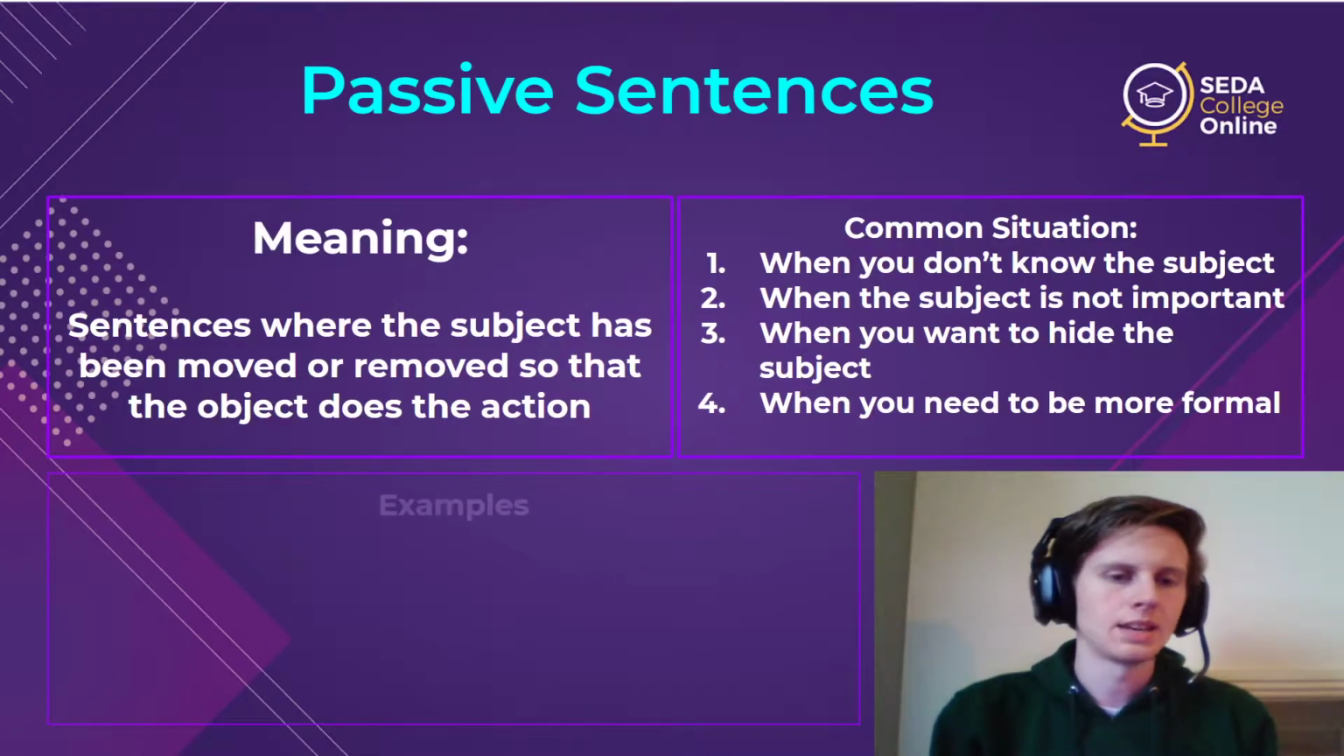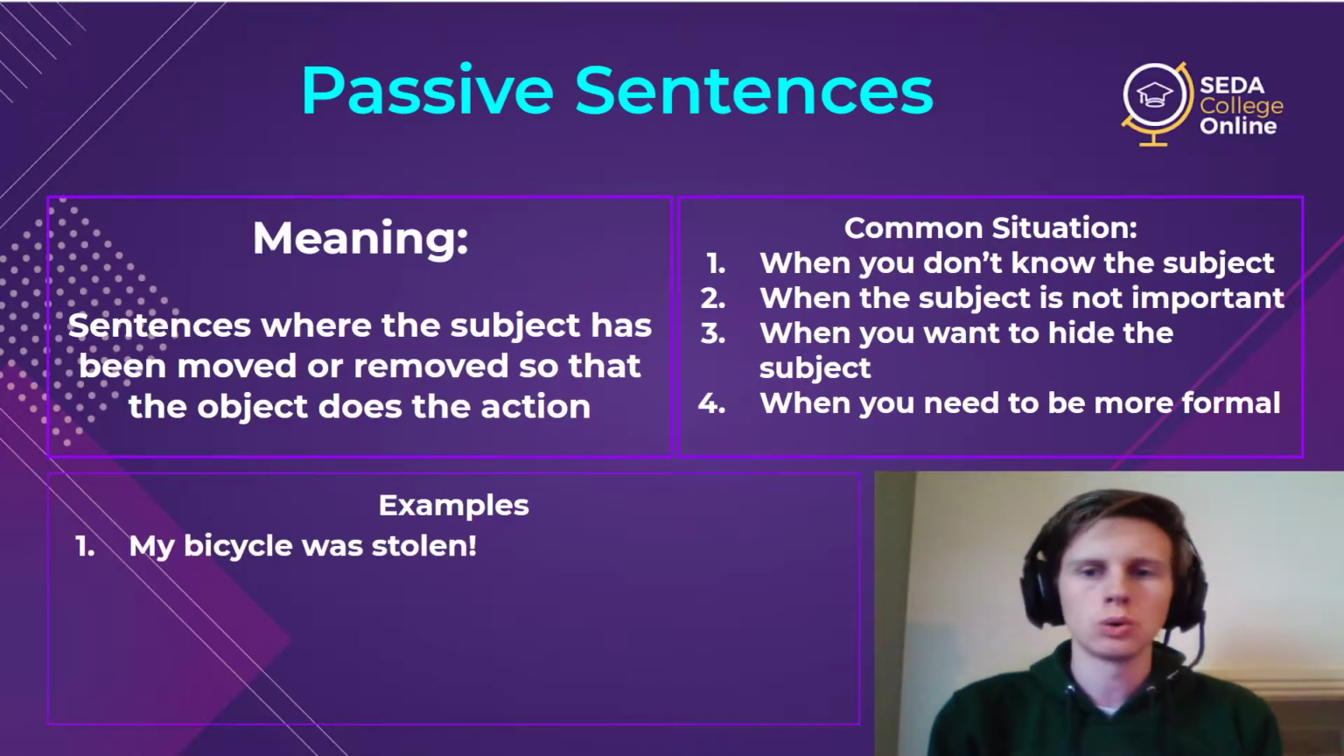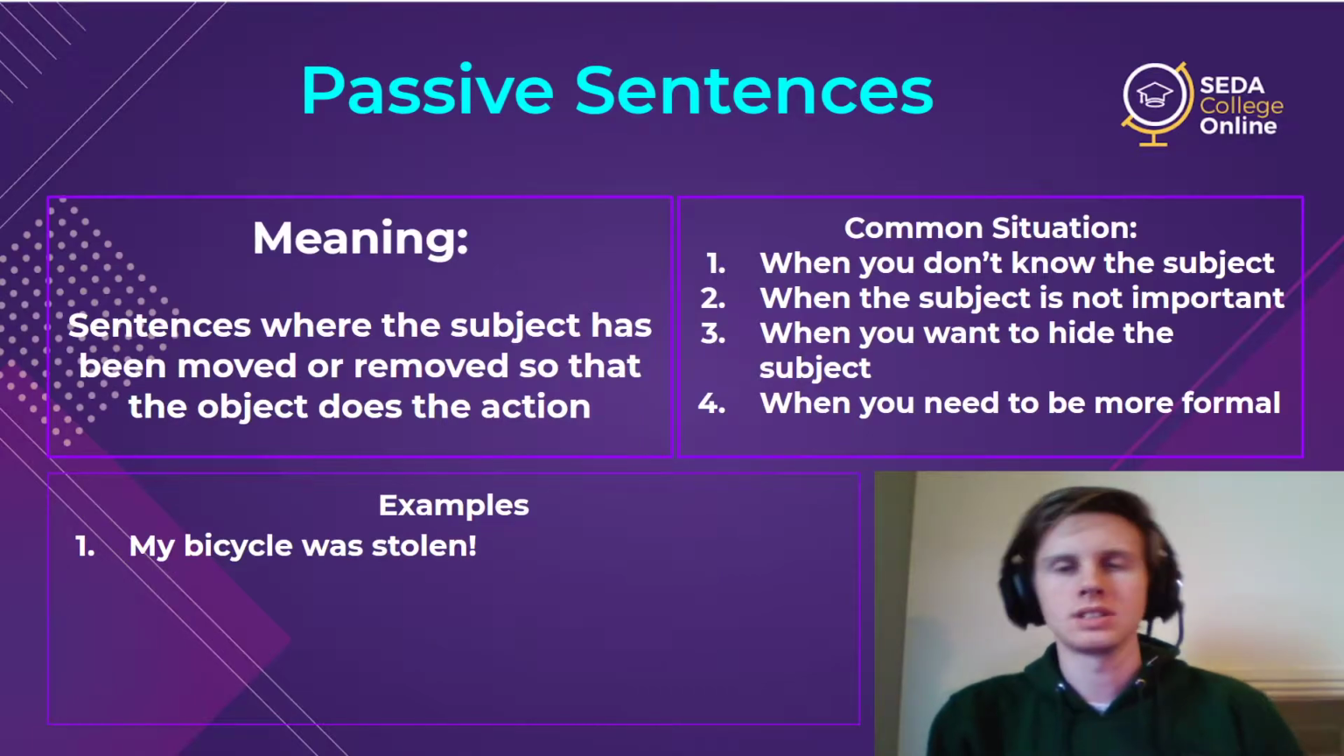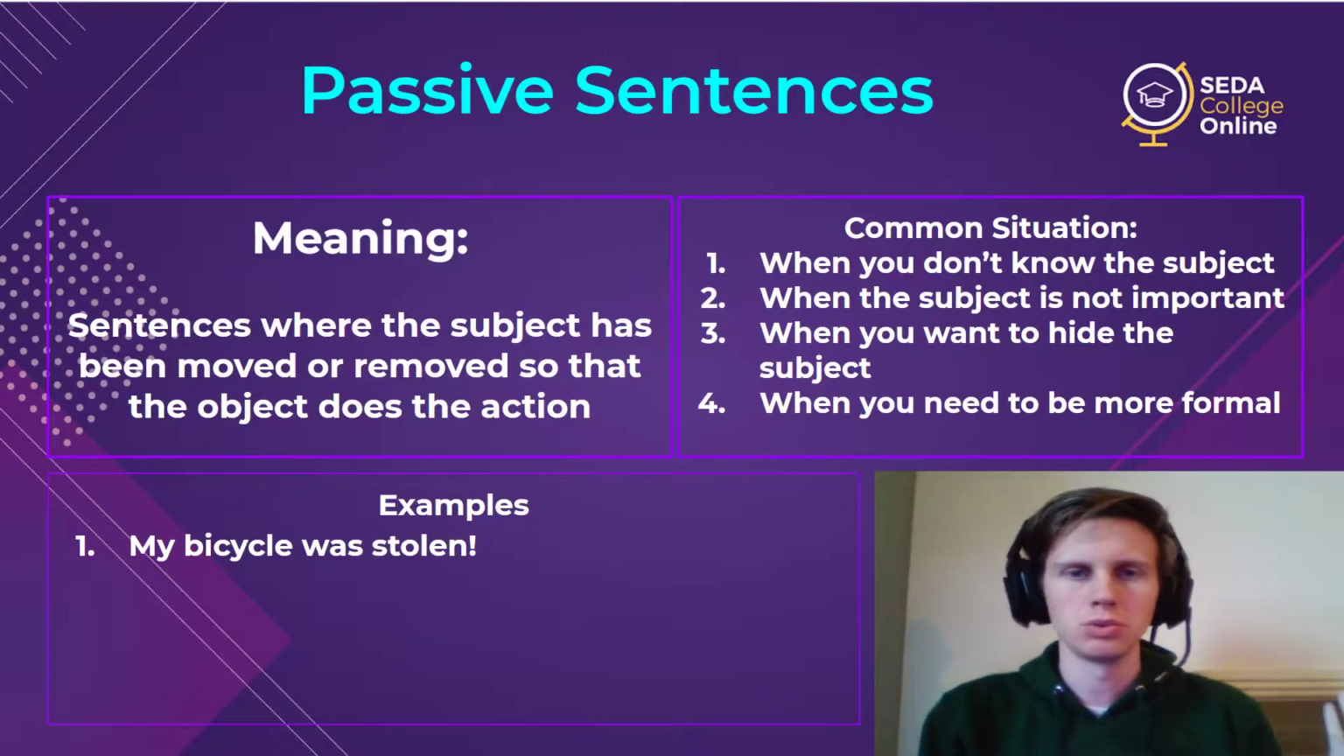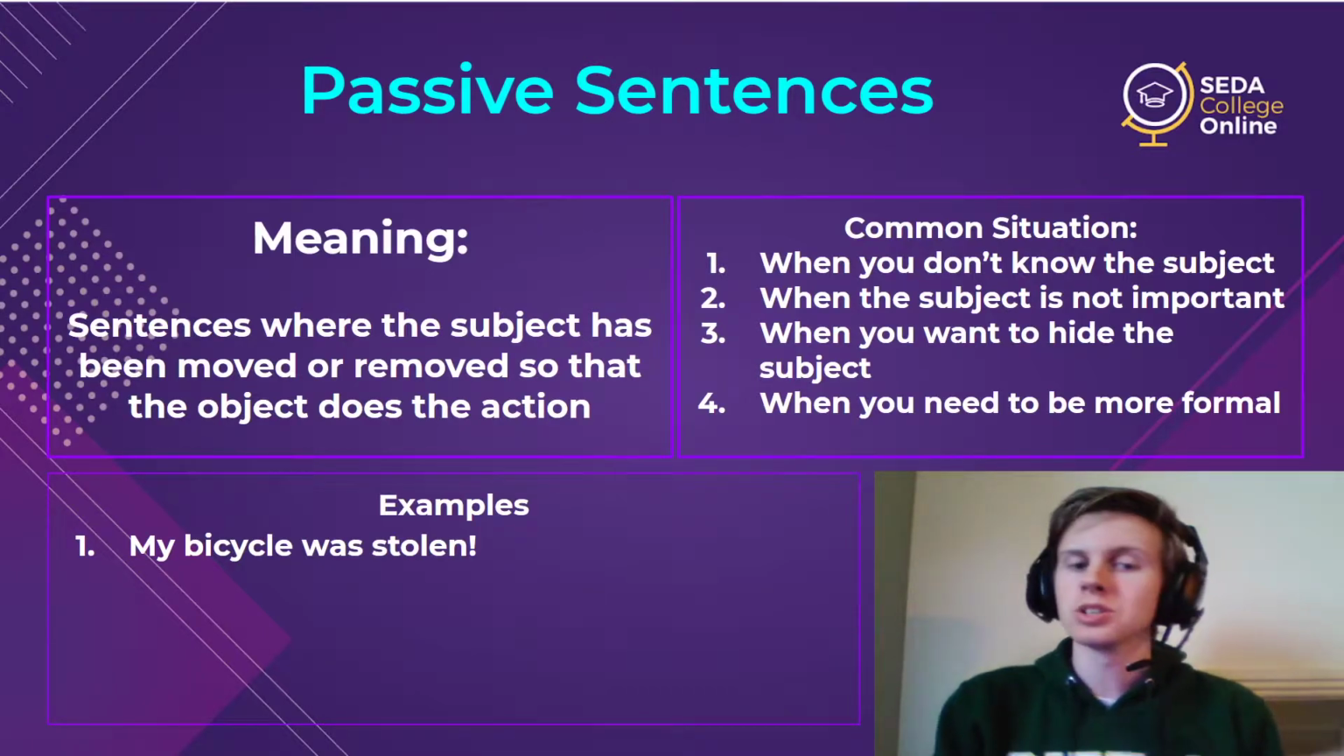So, for example, my bicycle was stolen. Here, I don't know the subject. I know another person did it, but I don't know who. I don't know who they are, their name, anything like that. So I say it in the passive.